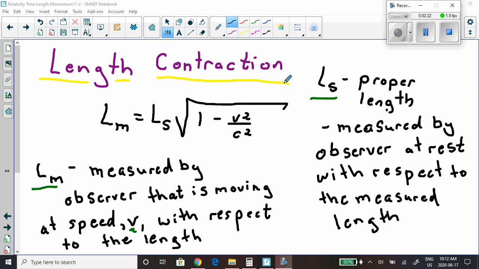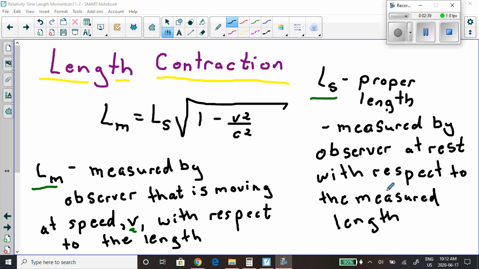The next one here is length contraction. And we have this equation here, Lm is equal to Ls times root 1 minus v squared over c squared. Similar, you've seen this root before. So Ls is the proper length. It's measured by an observer at rest with respect to what's being observed.